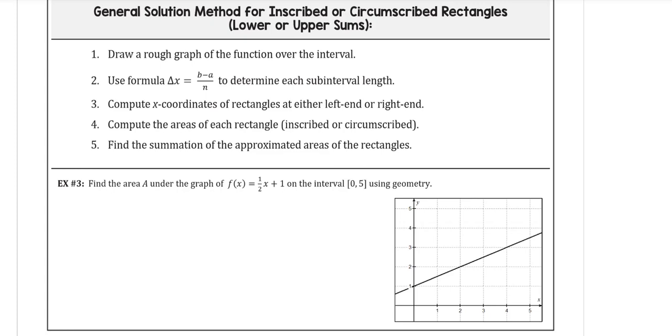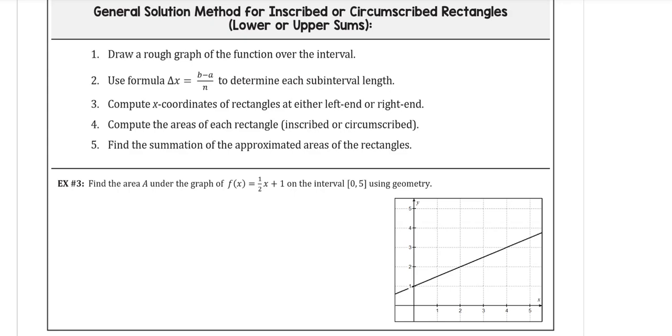This is part 2 of Unit 6, Lesson 1, using Riemann sums to find area under a curve. In the last part of this lesson, we introduced the idea of accumulation of change and using areas to find a definite integral. We talked about using Riemann sums and making rectangles to do that. In this part, we're going to go into that in a little more detail. We're going to start with the general solution method for inscribed or circumscribed rectangles, which are known as our lower or upper sums.